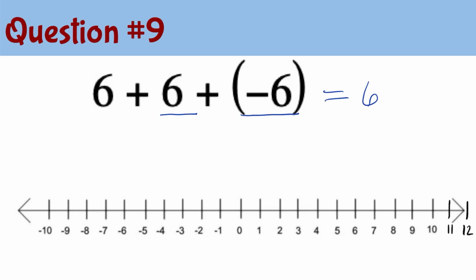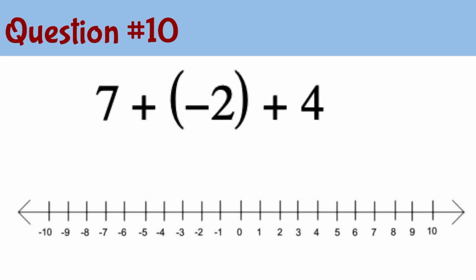Let's try to use the number line. For this problem, we're starting with positive 6. And from this 6, we're moving 6 units to the right because we're adding 6. So 1, 2, 3, 4, 5, 6. Now, from this 12, we're adding negative 6. So this means we're moving 6 units to the left. So 1, 2, 3, 4, 5, 6. So the final answer is 6, and that is correct.